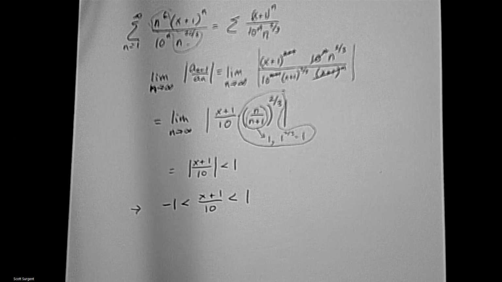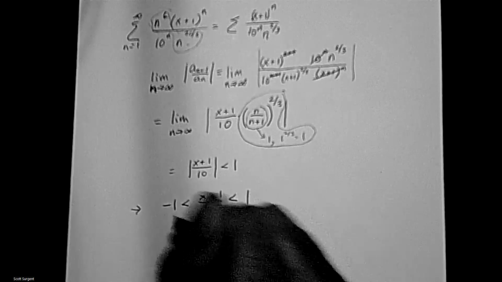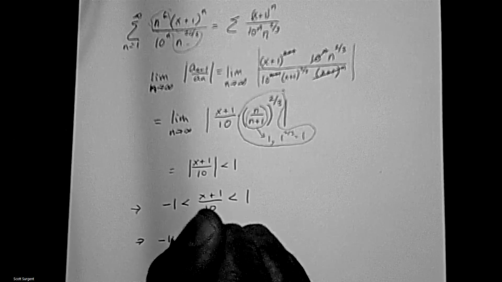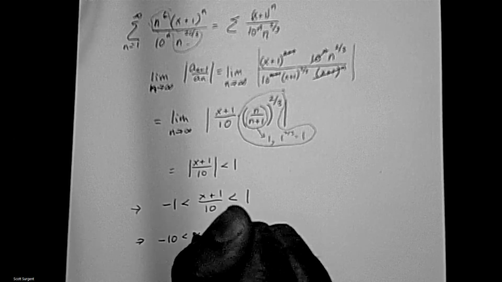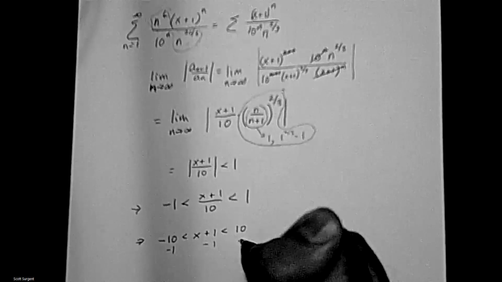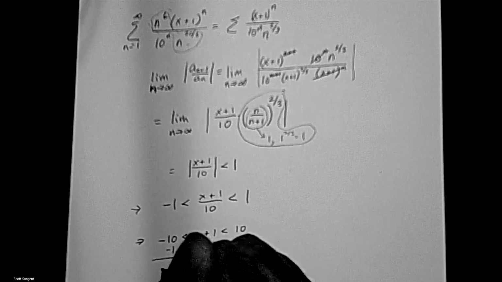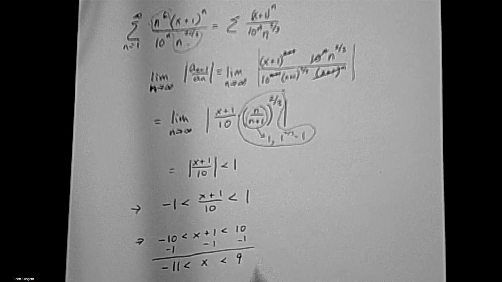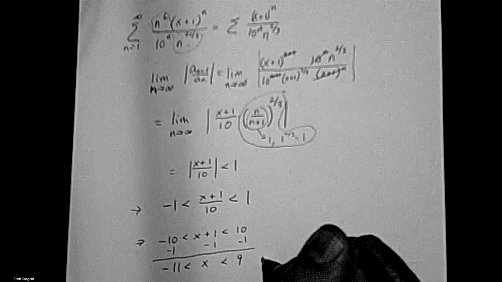But what I'll do next is get rid of the fraction, and multiply all sides by 10. So it's going to be -10 less than x plus 1 less than +10. And then I take out 1. And it looks like this is what I get. So that's my interval of convergence.